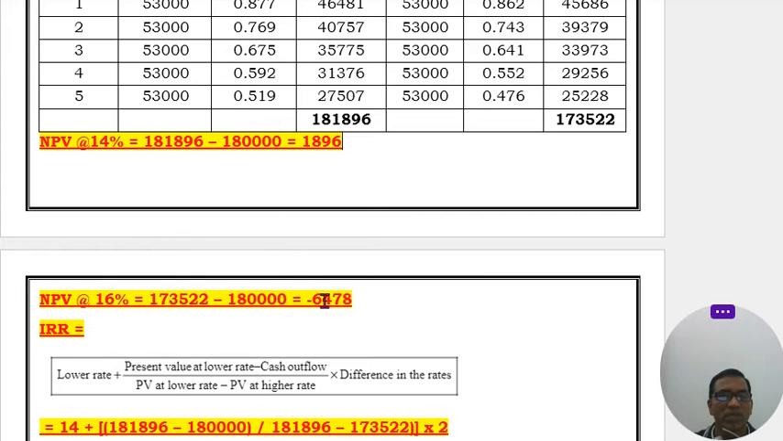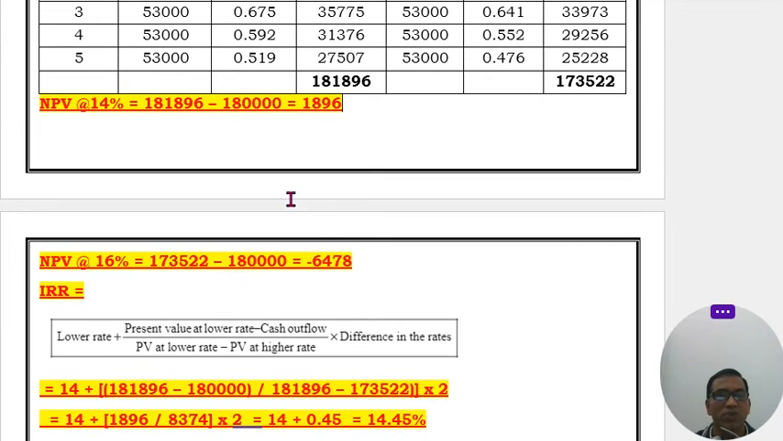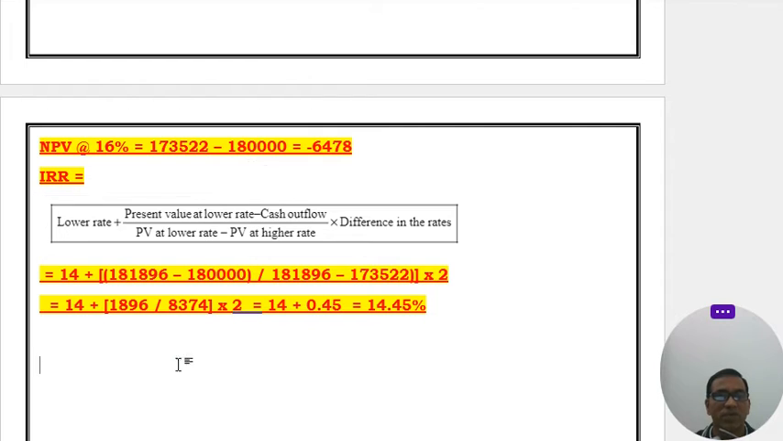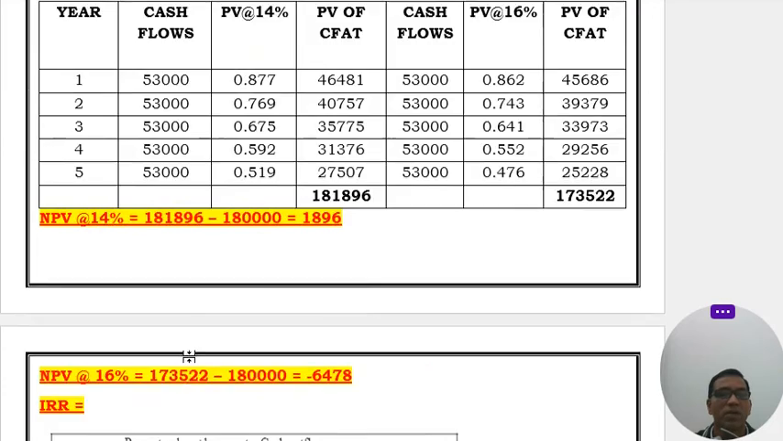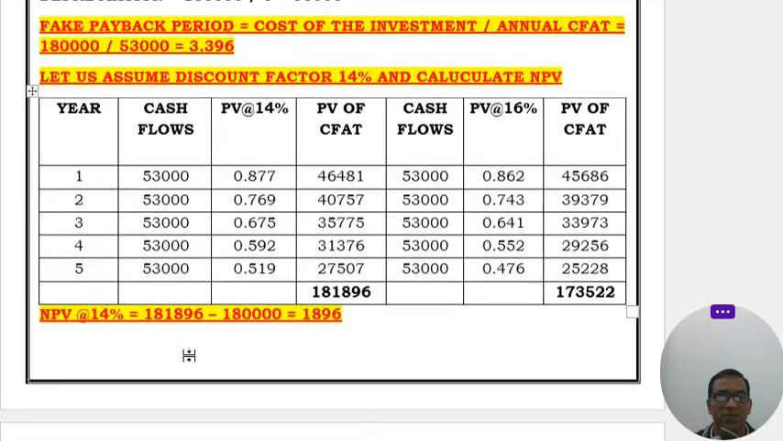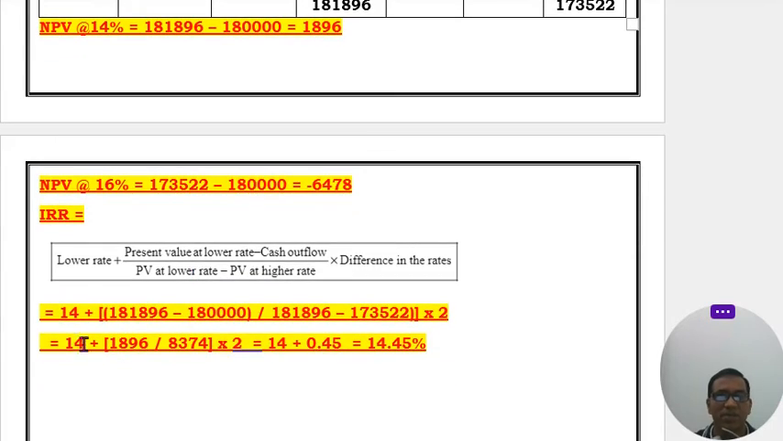So when I have two NPVs with me, I substitute the values in interpolation formula. Many times we did this one. So now I got IRR is 14.5%. The project IRR is 14.5%. This is another problem, examination problem.